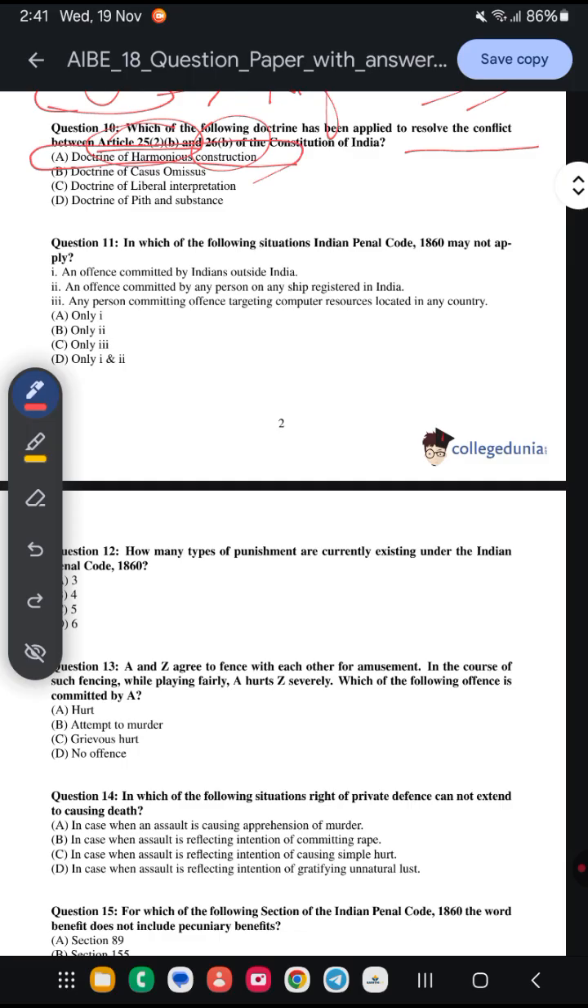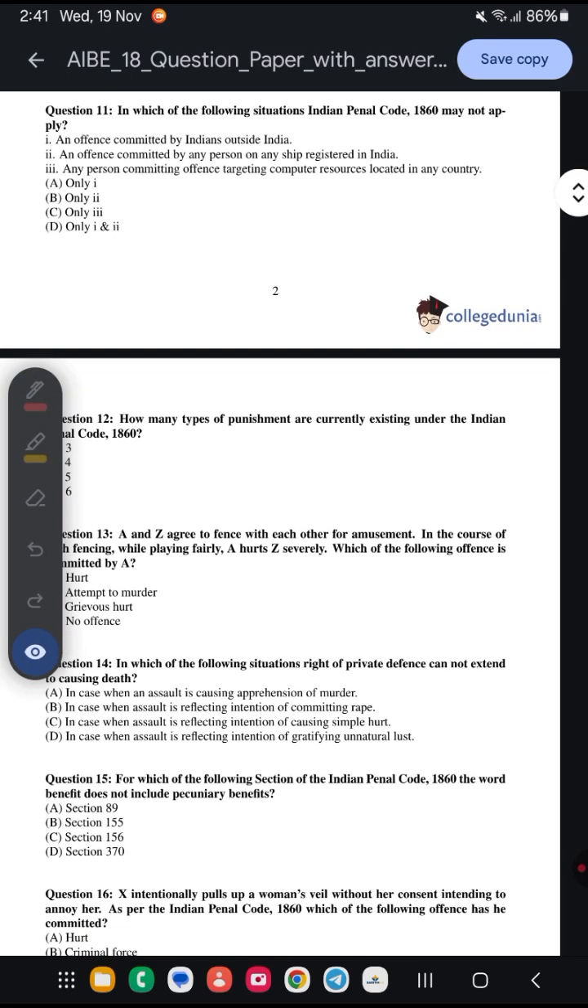So the thing is that harmonious construction means that without any conflict, there should be no conflict. Without that, we have to interpret the constitutional provisions by ensuring cohesive application. That is what this harmonious construction means. So this is the appropriate one.